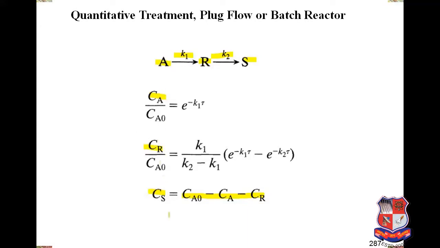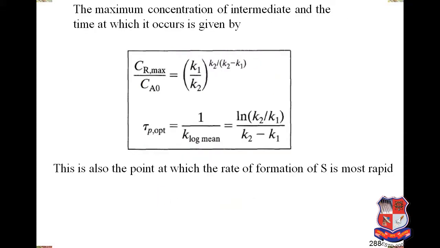So if you know the concentrations of A and R, we can find the concentration of S by calculation. So we can give this correlation. The derivation is not that important, we are just accepting it. The maximum concentration of CR is given by this. Now note that this depends only on the rate constants, fine, K1 and K2: the ratio K1 by K2 whole raised to the power of K2 upon K2 minus K1. There is no dependency on concentration, so please check that it is not going to depend on the concentration of A or R or S. It's completely based only on the rate constants, fine.